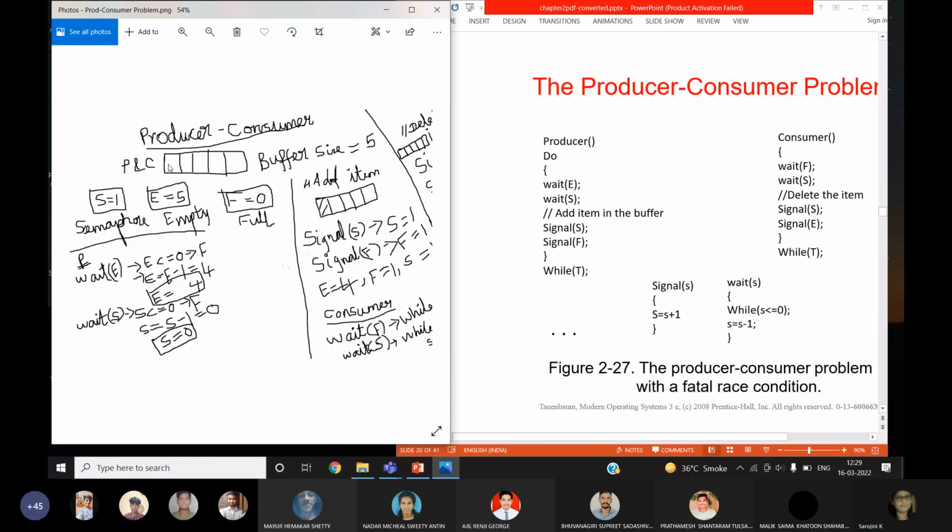So that I showed here. Add item. Who's adding the item? Our P only. The producer is adding the item. After the item is added, the buffer will be like this.